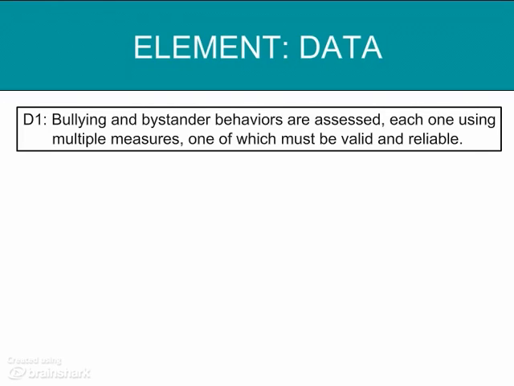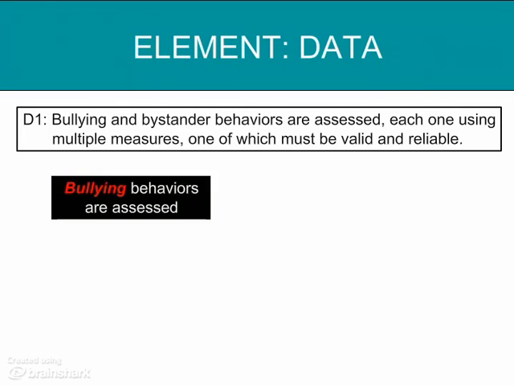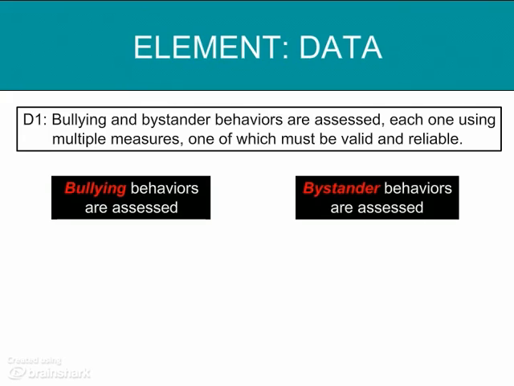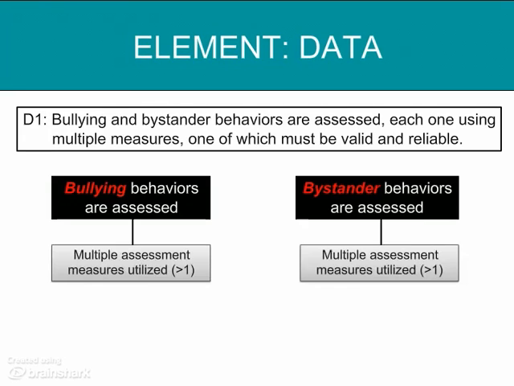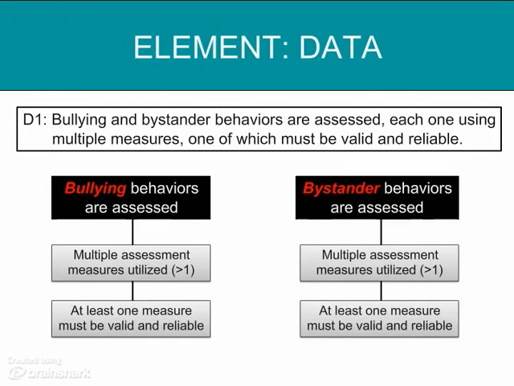Let's examine each of the pieces of this first desired state. Notice that it can be broken down into essentially 2 parts: assessing bullying behaviors and assessing bystander behaviors. Each one must be assessed with multiple measures. In addition, at least one of these must be proven as both valid and reliable.